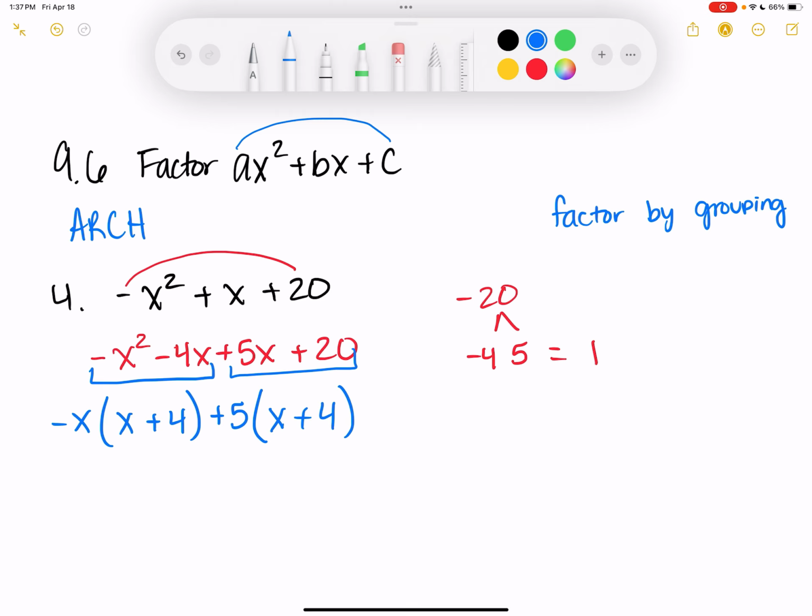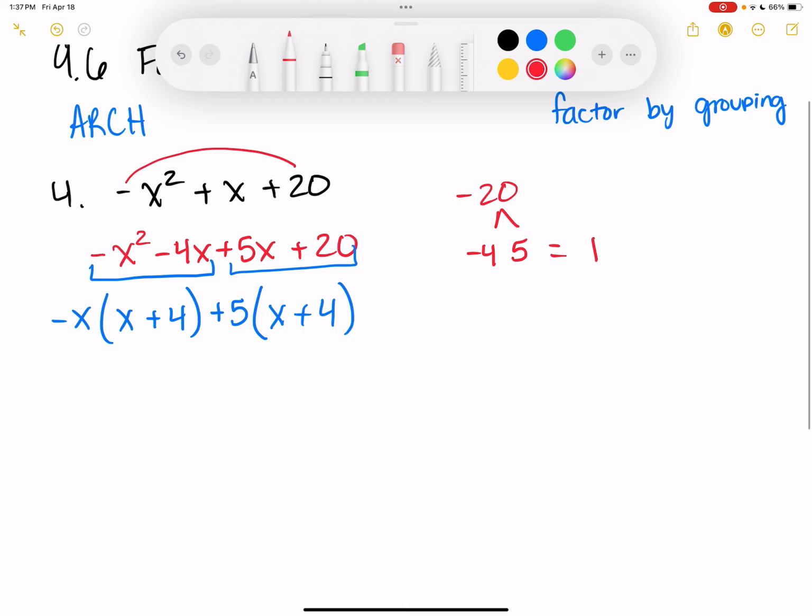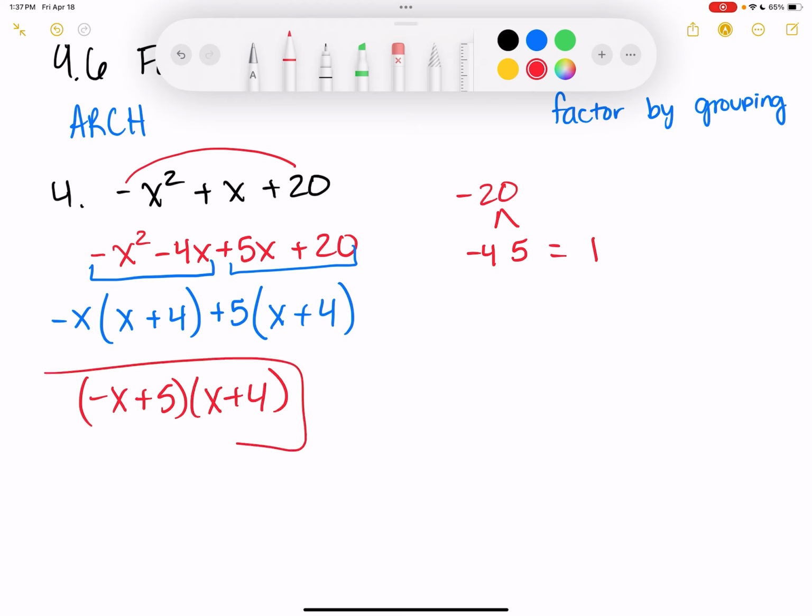So now, the way we write our final answer is we take the two things that are outside, so negative x plus 5, we put that in parentheses, and then we just bring down one of the x plus 4s, and that's our answer. Okay, so basically we end up with 2 lines of writing and then our final answer.